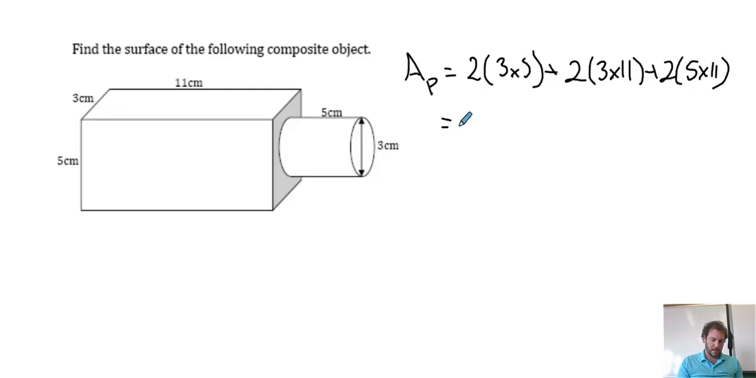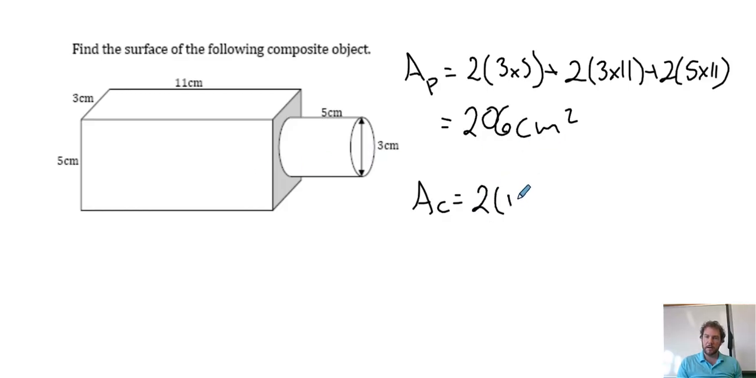2 times 3 times 5 plus 2 times 3 times 11 plus 2 times 5 times 11, and we get 206 centimeters squared. Right, so that's my prism. And then if I want to do the area of my cylinder, so that's the area of my top and my bottom circles, right? So 2 pi r squared plus 2 pi r h.